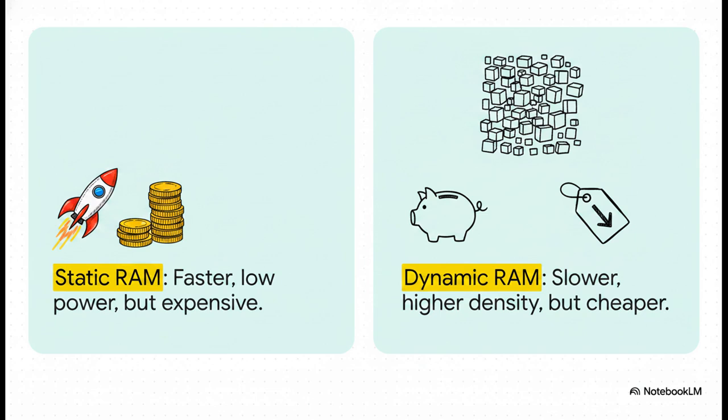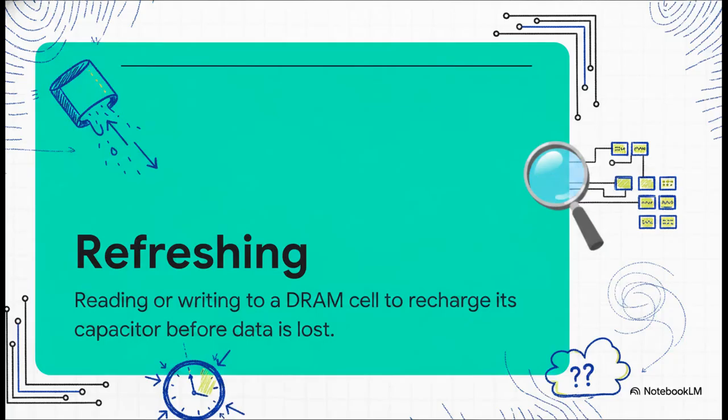On the flip side, we have dynamic RAM, or DRAM. This is much cheaper and allows for higher density memory, simply because it uses much simpler capacitor cells. But here's the catch with dynamic RAM. Because it relies on those simple capacitors, they can only hold a charge for tens of milliseconds. They actually slowly leak tiny amounts of current, measured in picoamperes.